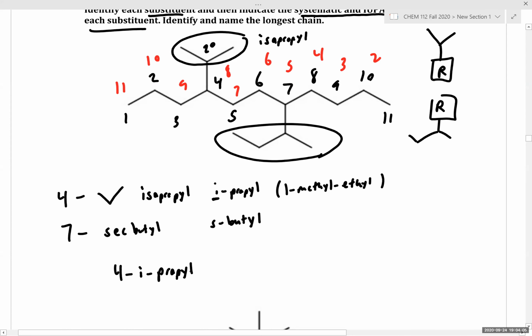4-isopropyl, 7, oh, whoops, butyl should be in front. So this would be 7-sec-butyl, 4-isopropyl, undecane.